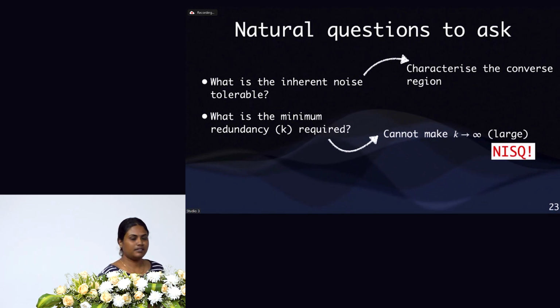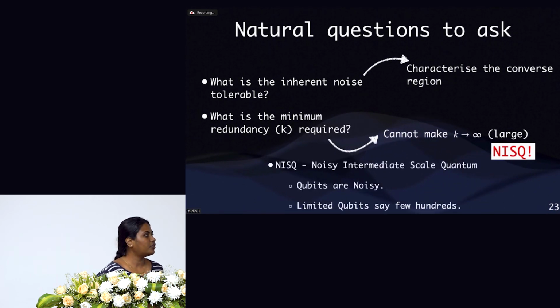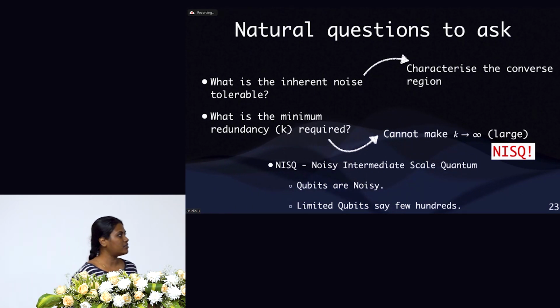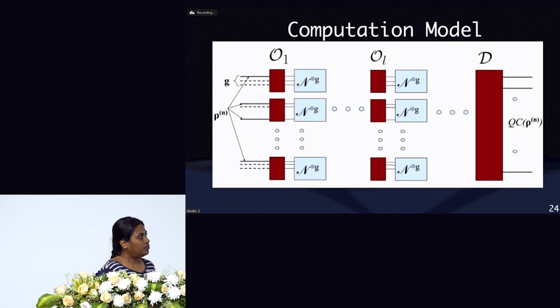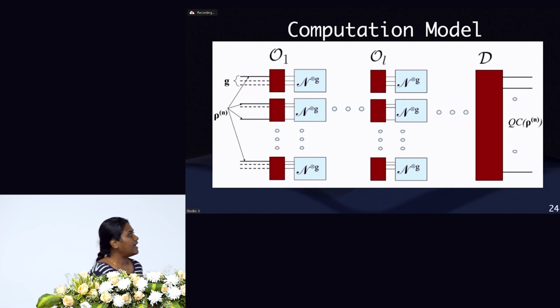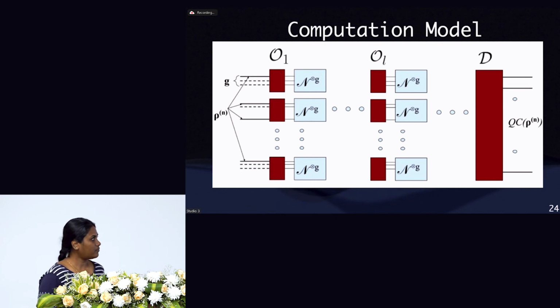Because we are in the NISQ era. As I already told, the qubits are noisy and the availability of qubits is limited to a few hundred. So, mathematically putting that model, let us say I have n qubits and rho of n is the representation of those n qubits, and then Q0 of n is the quantum computation that I am trying to perform using some technology that supports a gate size of small g.